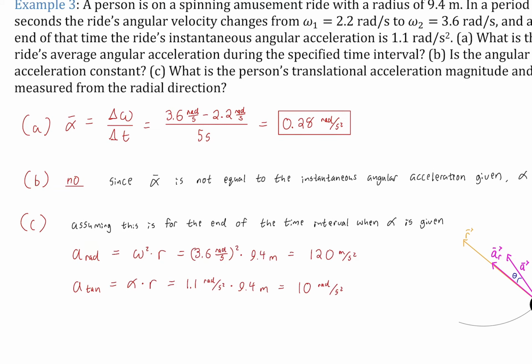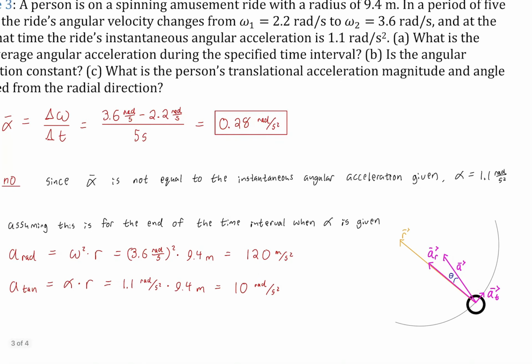So in the calculation, the radial component of translational acceleration is just omega squared times r. So 3.6 radians per second, because that's the final that we were given, times the radius of 9.4. That gives us 120 meters per second squared, rather large value. For the tangential acceleration, it's just alpha times r. Alpha, we were told at the end of the interval is 1.1, right? So we just take what's given, and we take the given radius, and we get 10. So definitely the tangential component is smaller, so I somewhat drew it to scale over here in the picture.